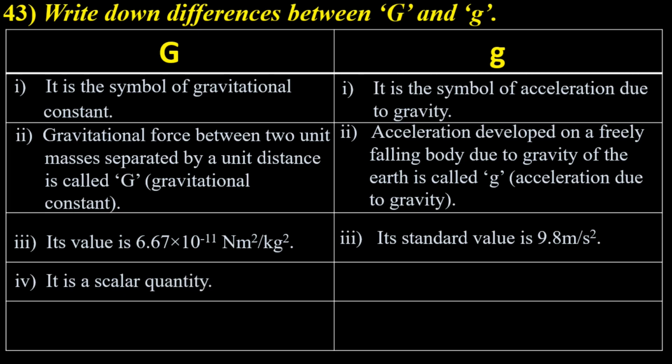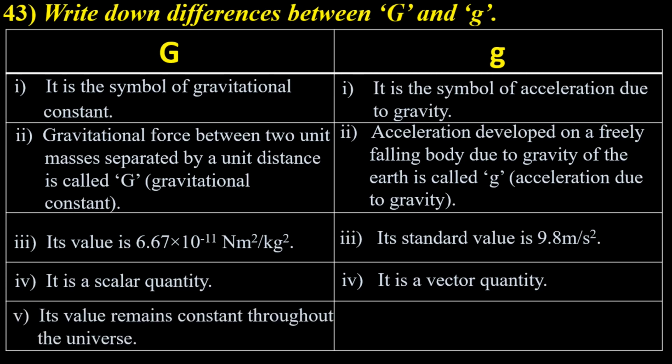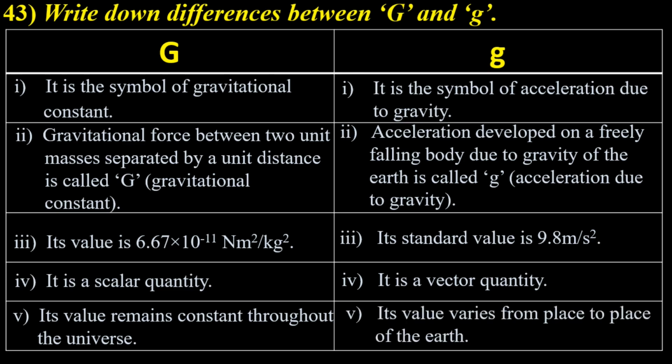Now next is capital G is a scalar quantity. It has no any definite direction. It is not unidirectional quantity. That's why it has no direction. It has value only, and if a physical quantity doesn't have direction, then it is scalar quantity. Now next, it is a vector quantity. It has both the magnitude and direction. Its magnitude is 9.8 meter per second square and it has direction, that is towards the center of the earth. So this is a vector quantity. Okay, its value remains constant throughout the universe, but its value varies from place to place of the earth.